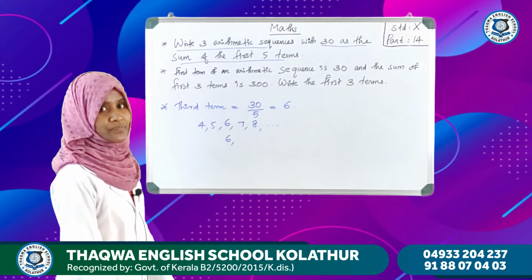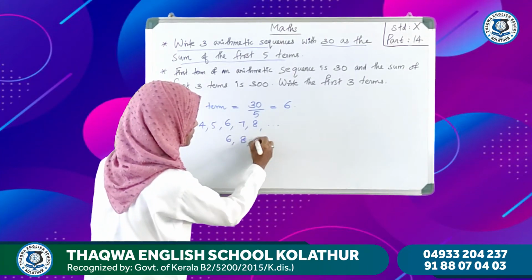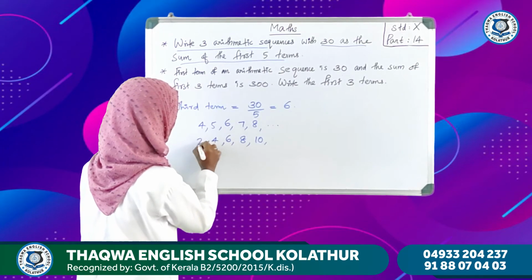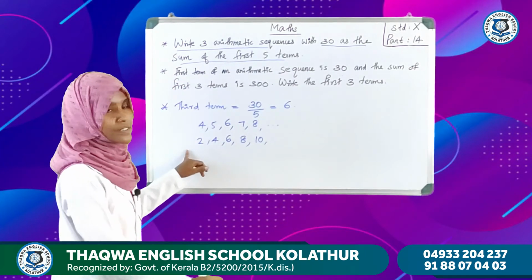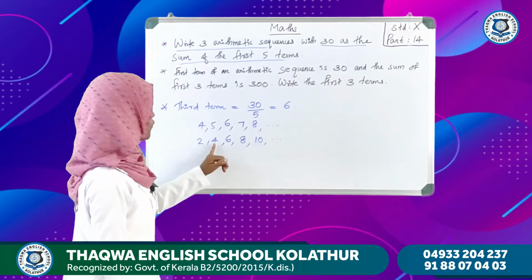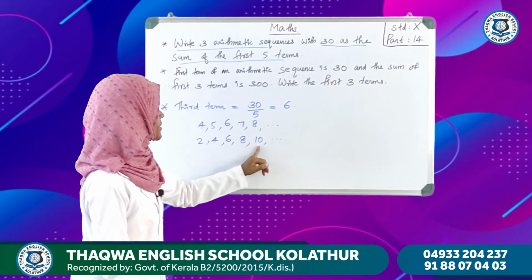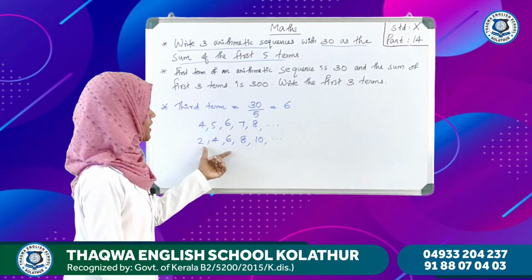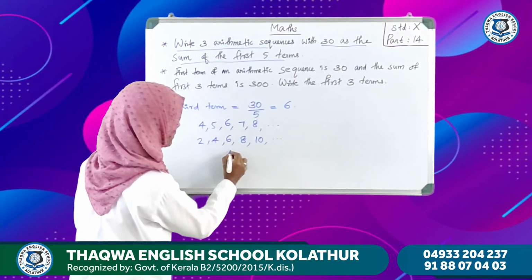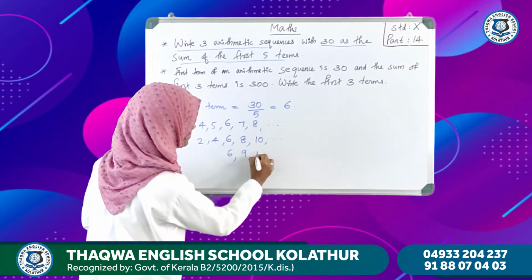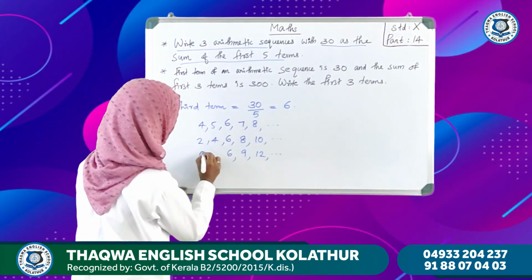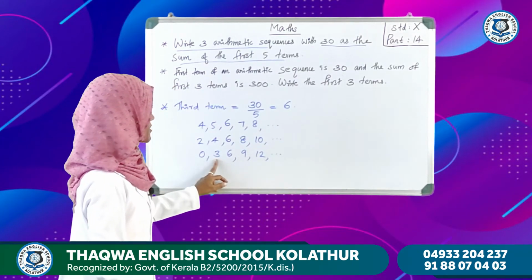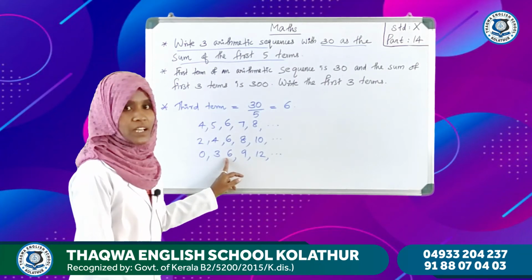Next, what about these numbers? 2, 4, 6, 8, 10. Did you get 30? Okay. The next one. 12, again 3 plus 9, 12, 24 plus 6, 30.